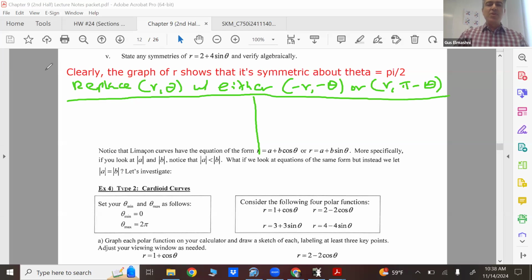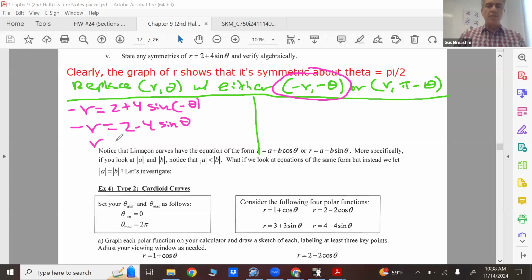So guys, let's do this one here. I'll do it in pink. Okay. So replace r with negative r, 2 plus 4 sine theta. Now what happens when I do that? Okay, we have a problem. We have a problem when I do that, because we're trying to prove the symmetry about pi over 2, because the graph shows that, right? Because that's what we have to prove now.